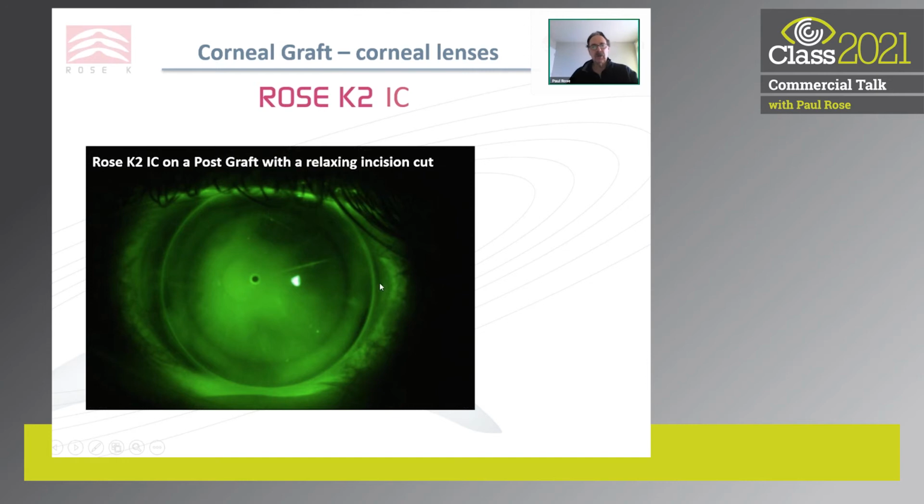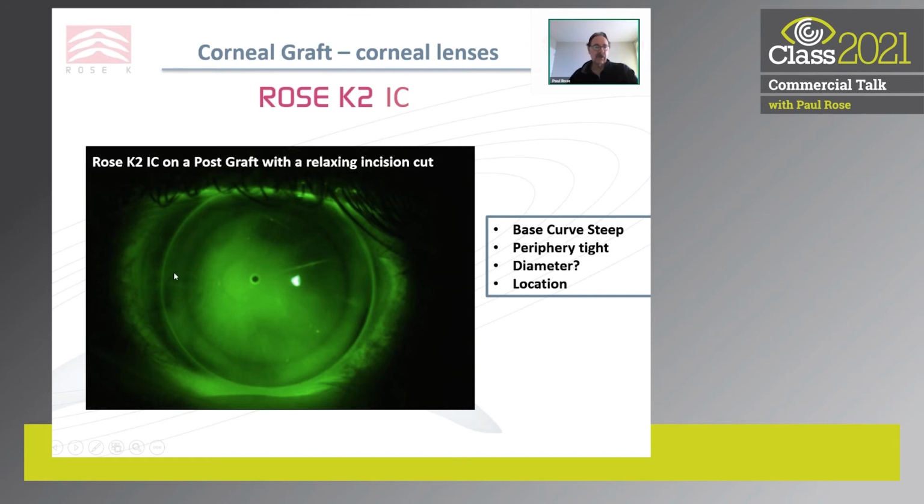Here's an IC on a post graft. You can see the edge of the graft here. It's had a relaxing incision cut subsequent to the graft. What are the main problems here? The base curve is too steep. We can definitely go flatter than we've got here. The periphery is too tight. I don't have that nice fluorescent band at the edge of the lens. The diameter looks probably okay, and the location's a little bit inferior, but by increasing the edge lift, I will improve the location of that lens.